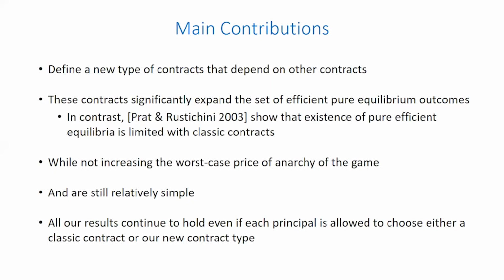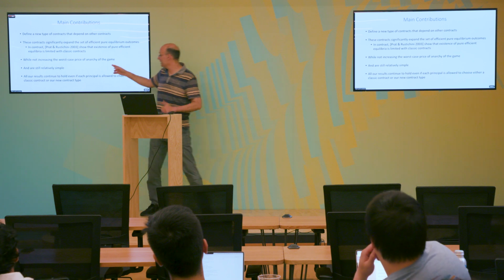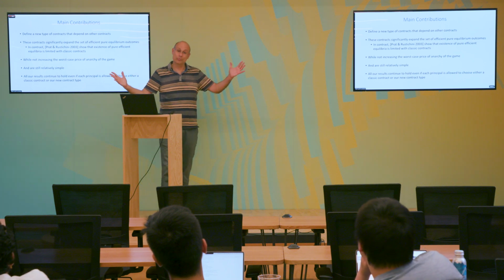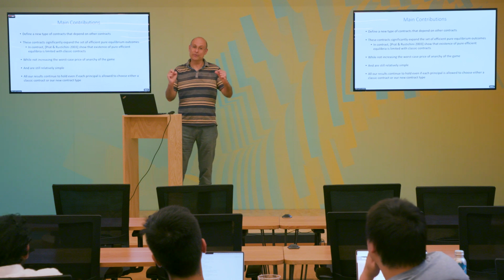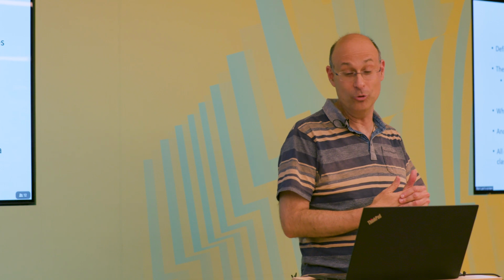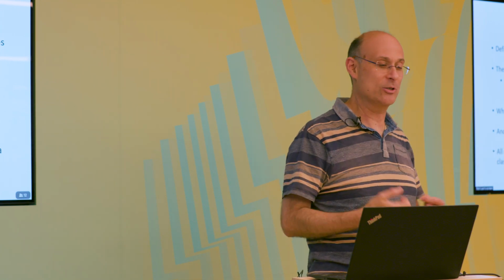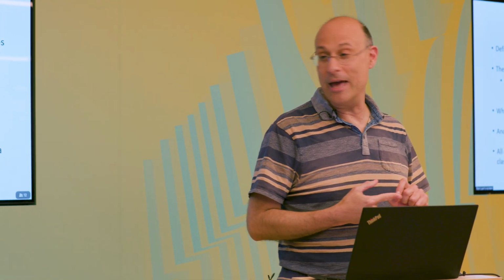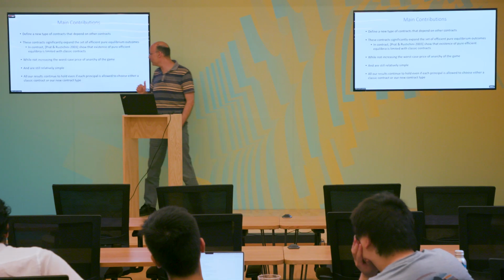So we define a new type of contracts that depend on other contracts. These contracts significantly expand the set of efficient pure equilibrium outcomes compared with classic contracts, and in particular, it contains cases where classic contracts do not admit equilibrium outcomes, and the new contracts will admit equilibrium outcomes. And we will also study the price of anarchy of the game because we increase the equilibrium outcomes. And so we have to be careful that we don't introduce very bad outcomes on top of enlarging the set of good outcomes. And so this can be captured by price of anarchy analysis. And we argue that they are still relatively simple.